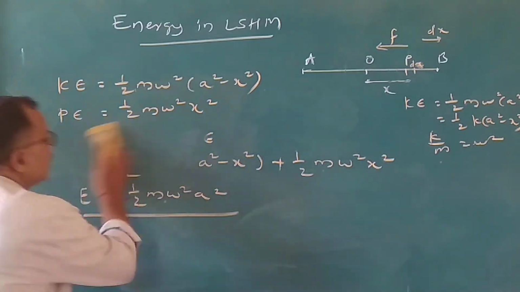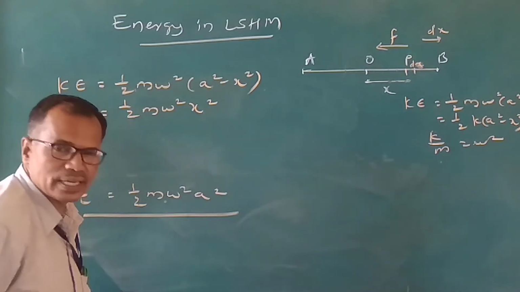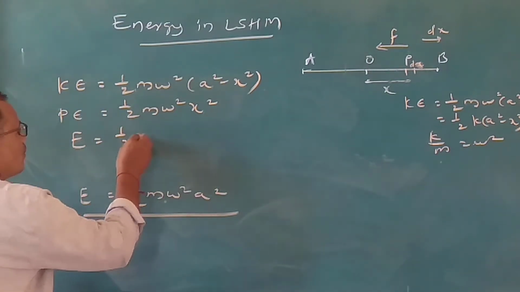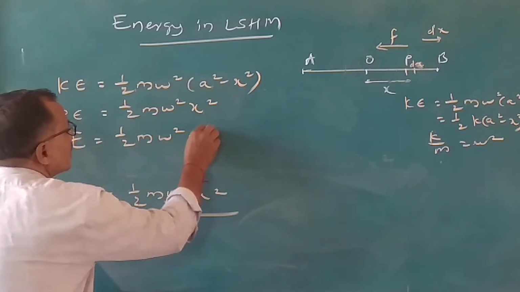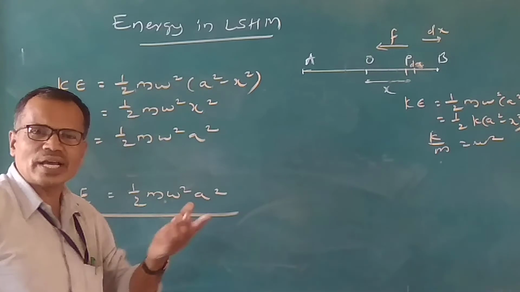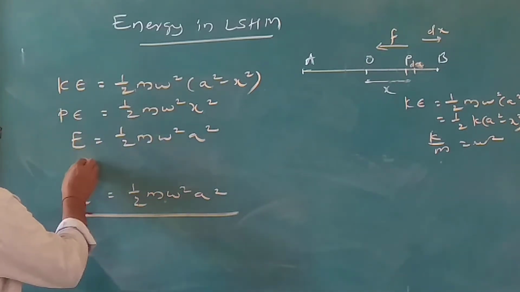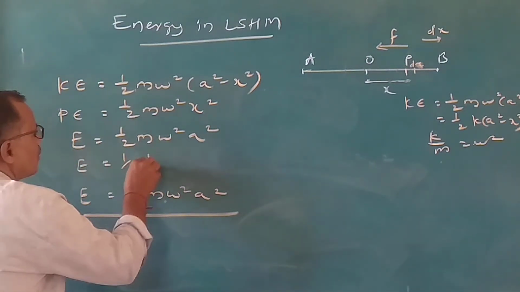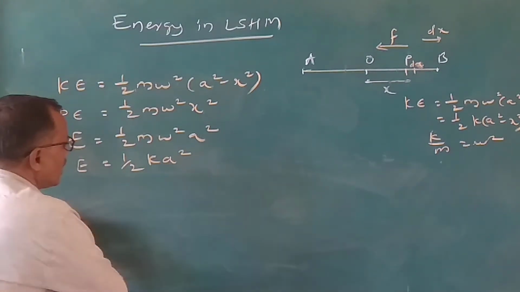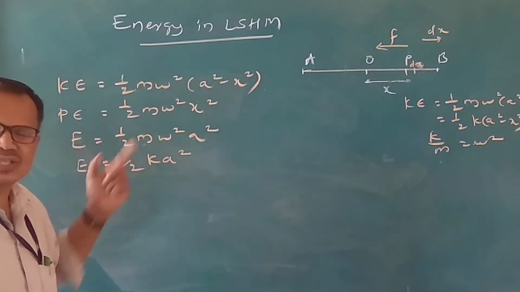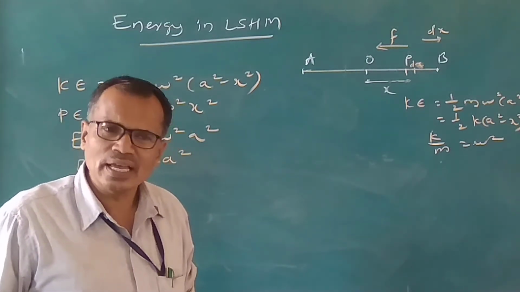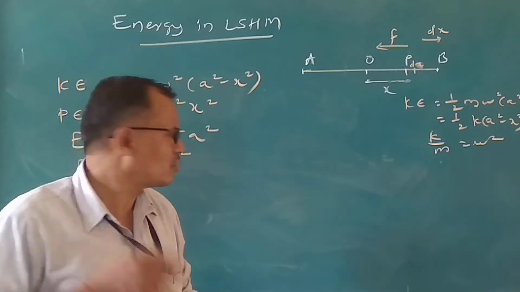I will write here that the total energy in a linear simple harmonic motion is equal to 1/2 m omega square A square. Correct? Instead of m omega square we can write k. So it will become E is equal to 1/2 k A square. Correct? Now m, omega, A are constant, 1/2 is constant, so we can say that the energy is constant. You can say that the energy in a SHM is a constant.